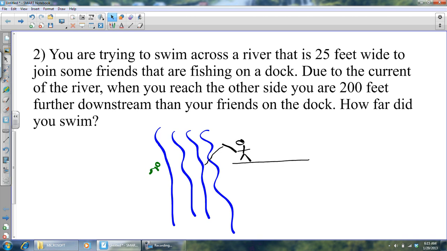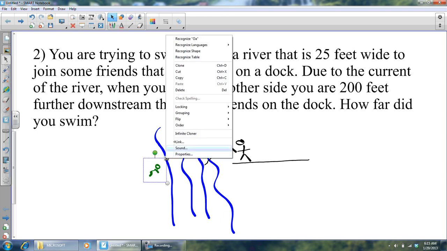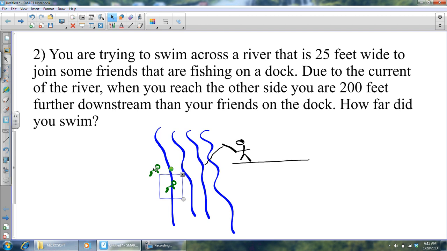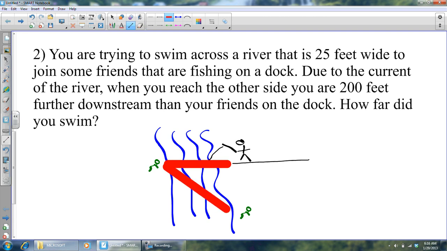The only problem is there's a current on the river, and it's going to drag you down here. So what ends up happening is, instead of going right straight across to the dock, which you would like to do, you end up down here. And look at this, I've got a right triangle developing, don't I? You wanted to go here, which was what, 25 feet? But you end up going here, and you know this distance. And there's the right triangle.